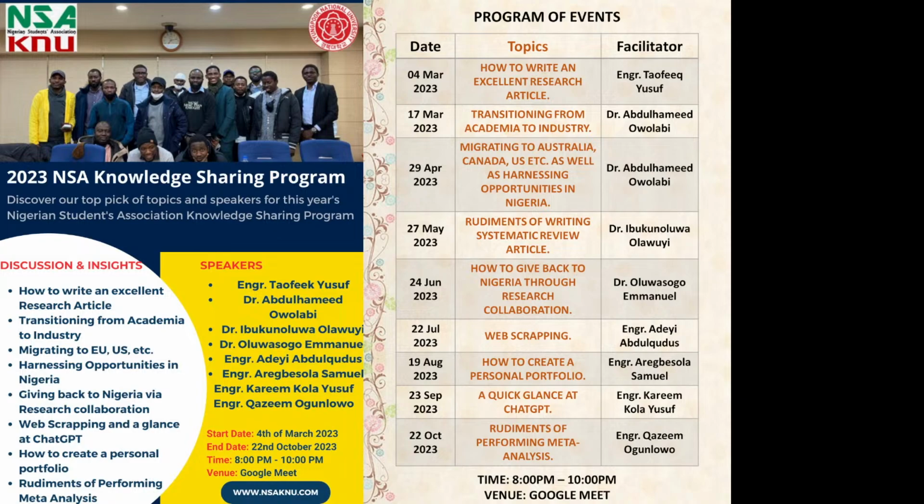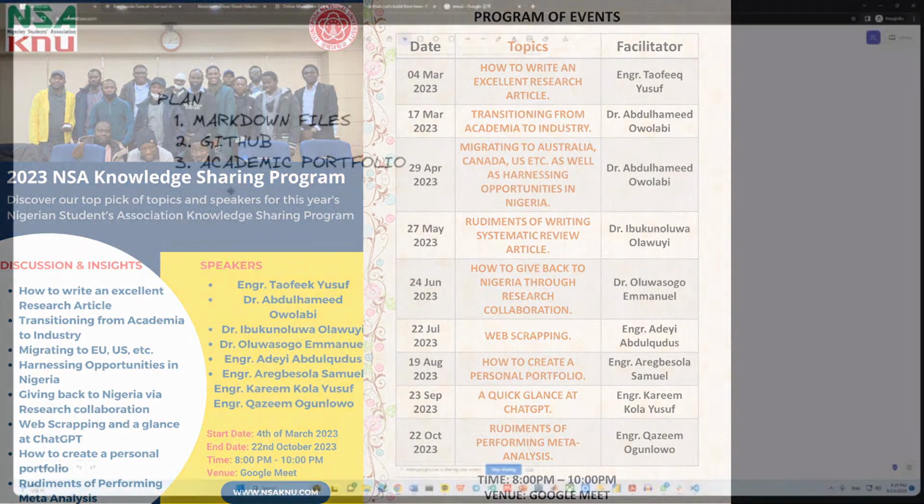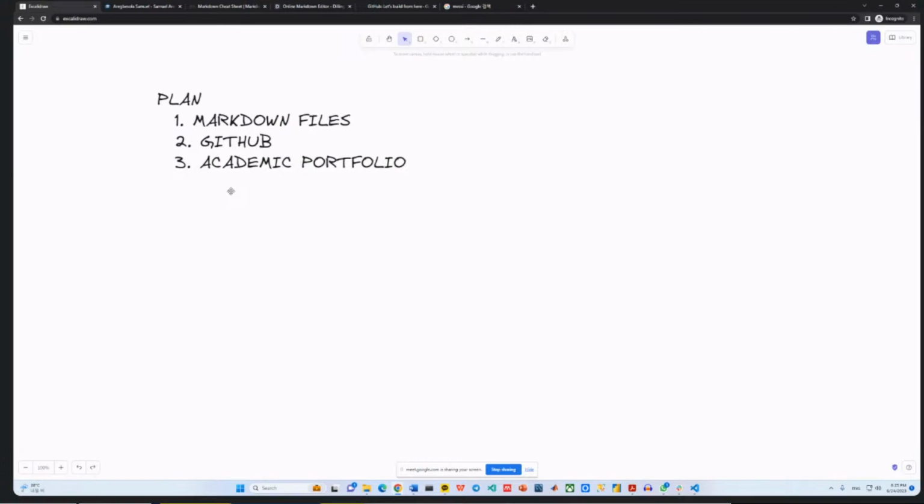So for the plan for today, I believe you can see my screen. We'll be setting up Markdown files, and we'll learn about Markdown files. Some of us are already conversant with them. Then we'll learn the syntax for Markdown files, which is very, very simple. Secondly, we'll look at GitHub as a platform. Thirdly, we'll build the academic portfolio. In the next 1 hour or so, we should be able to capture all of these things. The first two are briefs. The third one is where we'll spend more time.